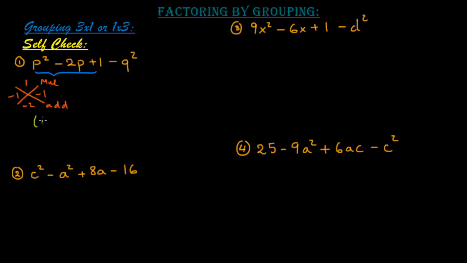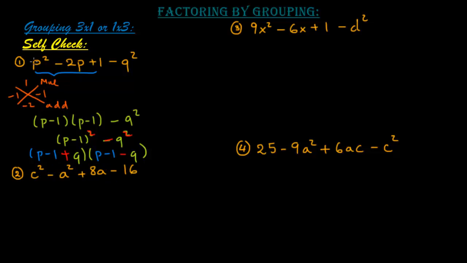So we will have p minus 1 times p minus 1 minus q squared. From the top, I bring it down. Then you have p minus 1 squared minus q squared. Then by applying the difference of squares, we will have p minus 1 plus q times p minus 1 minus q.